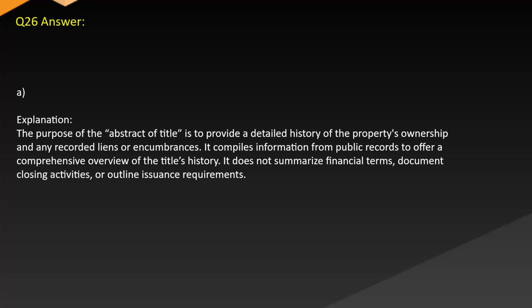Answer: A. Explanation. The purpose of the abstract of title is to provide a detailed history of the property's ownership and any recorded liens or encumbrances. It compiles information from public records to offer a comprehensive overview of the title's history. It does not summarize financial terms, document closing activities, or outline issuance requirements.